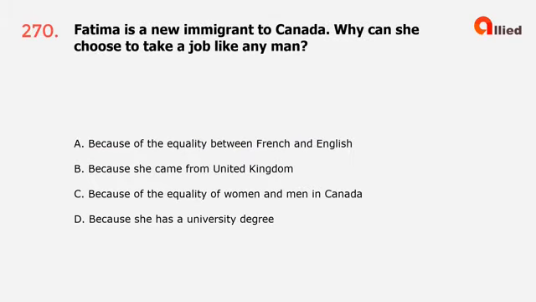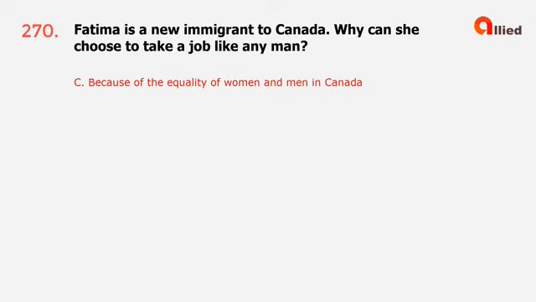Question 270. Fatima is a new immigrant to Canada. Why can she choose to take a job like any man? A. Because of the equality between French and English. B. Because she came from United Kingdom. C. Because of the equality of women and men in Canada. D. Because she has a university degree. The answer is C. Because of the equality of women and men in Canada.